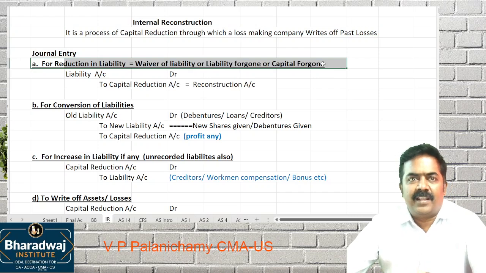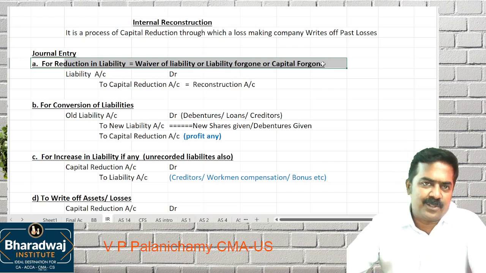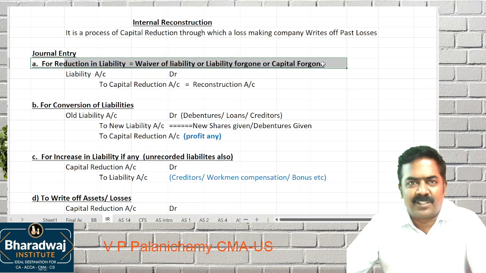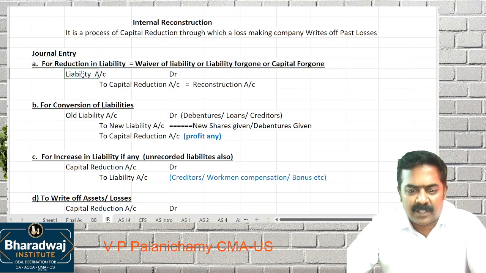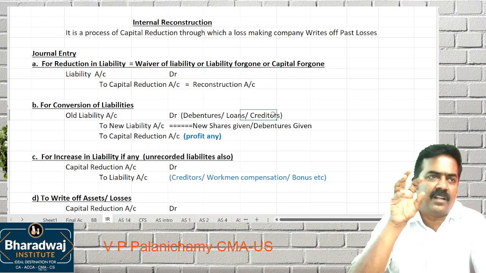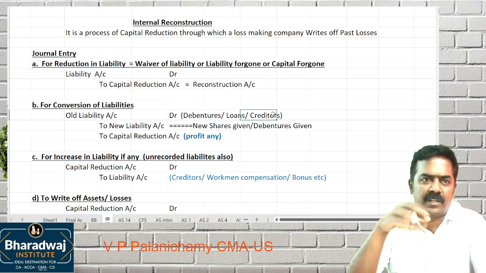So convene a general body meeting, go for passing a resolution to reduce the capital. For them also, there is no other go. They have to reduce the capital. So what is the entry you will pass when a liability reduces? Liability account debit to which account? Capital reduction account. It's like share capital of 10 crore will become share capital of 2 crore, 3 crore.